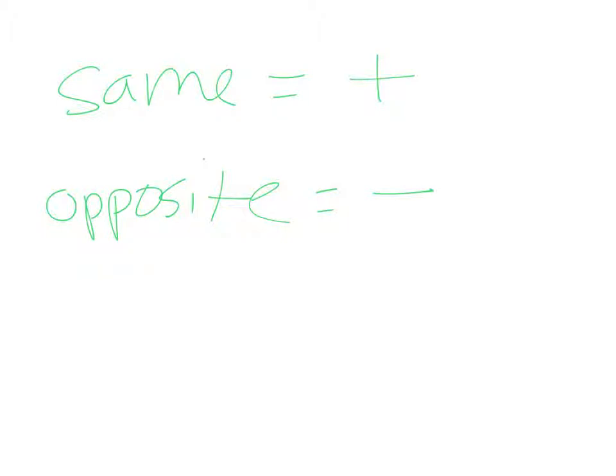a negative answer. So if I go back to the two numbers I was using earlier, the 6 and the 8, let's say I have 6 times 8. Well, we know that 6 times 8 is 48.